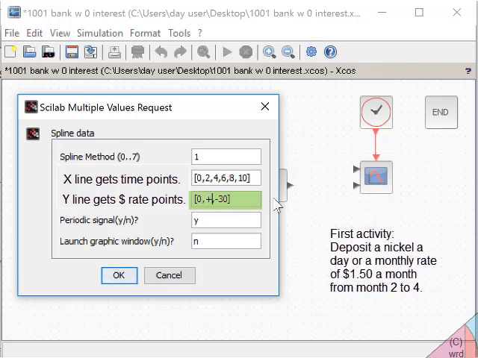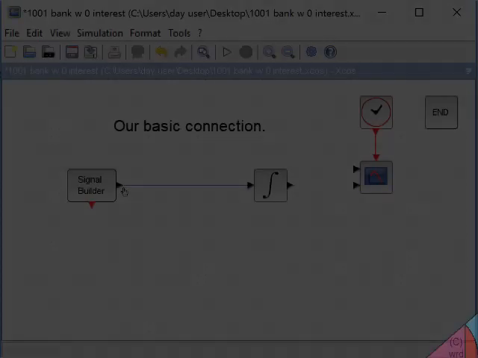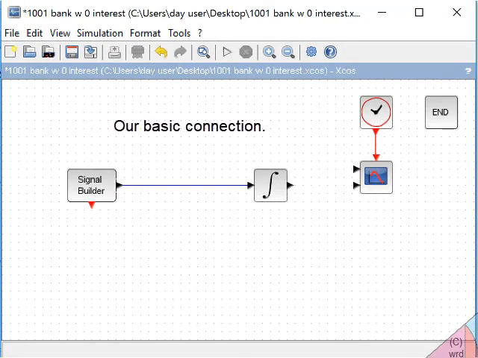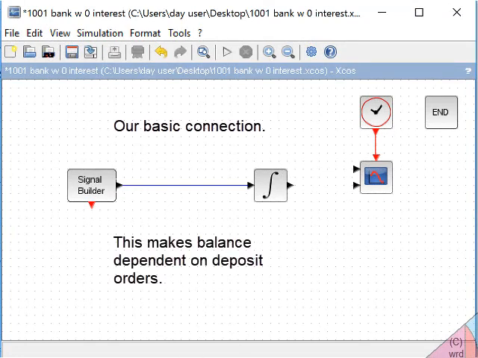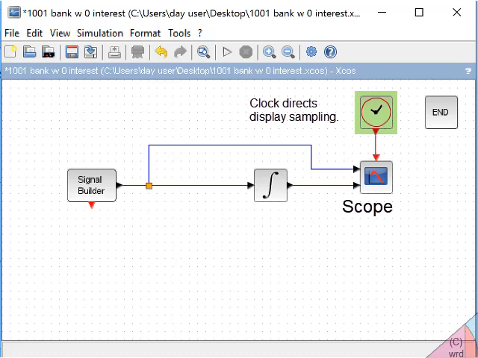From month 2 to 4, we enter a deposit rate of $1.50 per month. From month 6 to 8, we enter a withdrawal rate of $1.50 a month. I connect the output of Signal Builder to the input of the account. This line creates a simple dependency, a running total being dependent on a rate or event history after model time starts. To draw graphs, I draw lines from the block called scope back to the points in the model I want to follow. Scope's clock tells scope how often to draw a graph point.